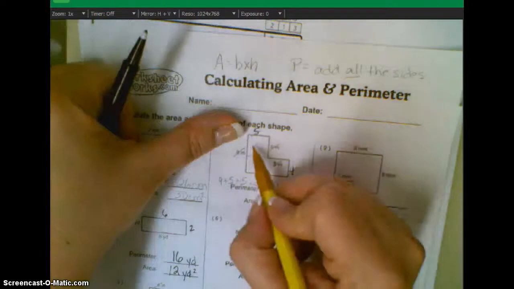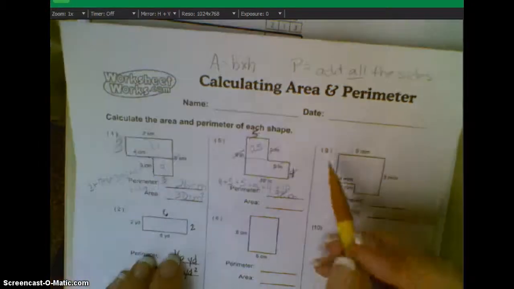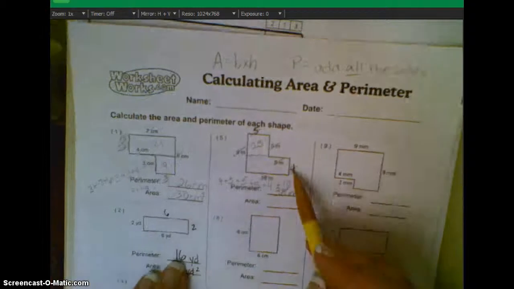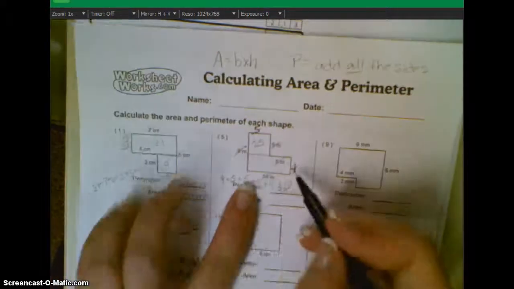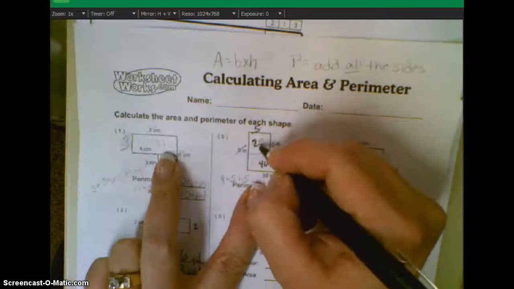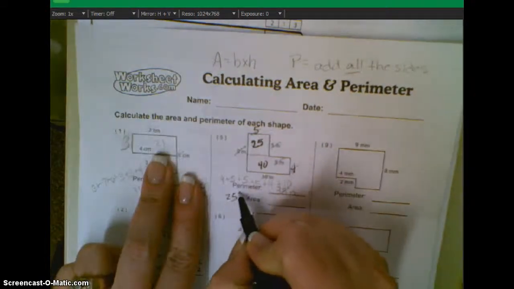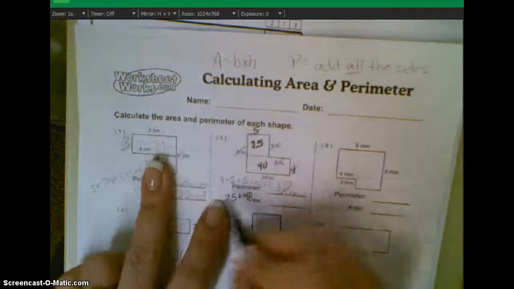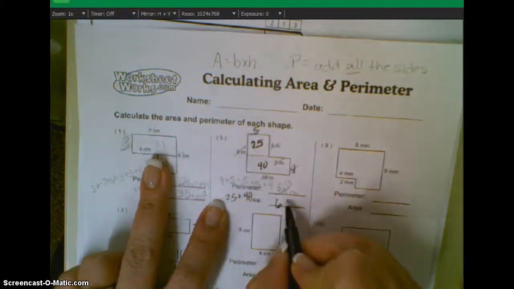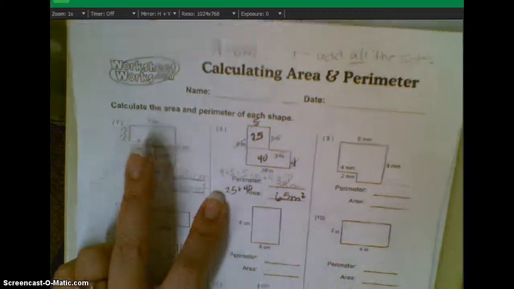5 times 5 is 25, so that's my area here. And on this one I've got a 4 and a 10, and I know that 4 times 10 is 40. So then we'll add our two pieces together, 25 plus 40, and I should get 65. And those were meters times meters, so I get to say meters squared on that one.